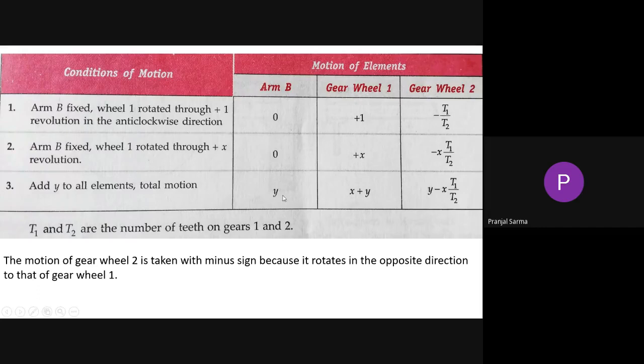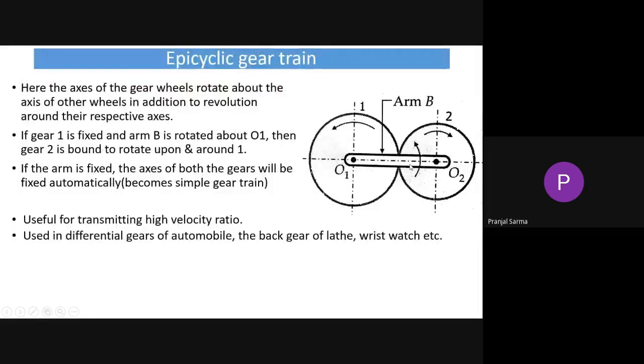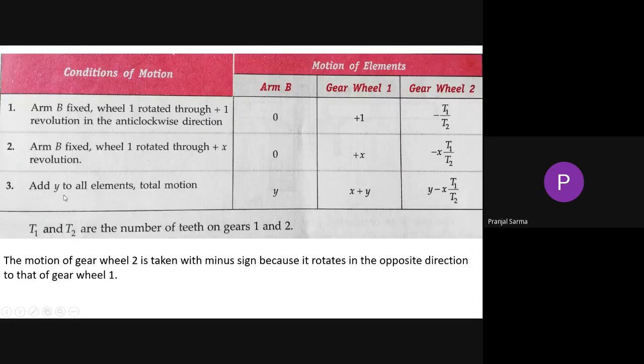Whatever motion we give to arm B, the same motion will be there as it connects to the first wheel as well as the number 2 wheel. So the motion will be added to all the elements if we give motion to the arm. That is what has been written. If we add y, the motion of the arm, to all the elements, then 0 plus y is y, x plus y is y.